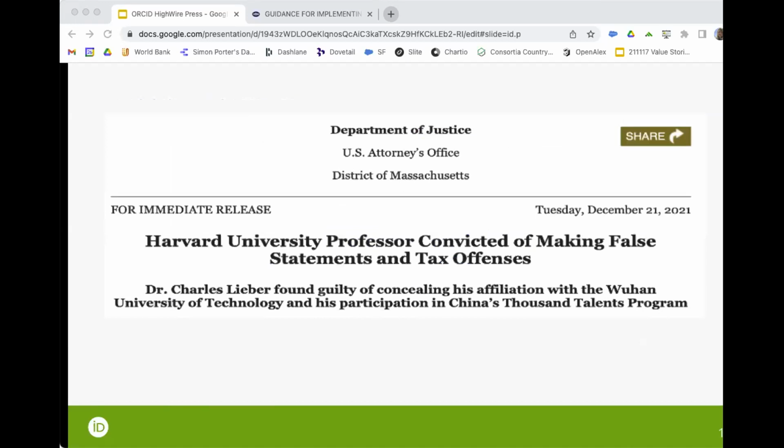One of the more famous examples is Professor Lieber of Harvard's chemistry department, who was arrested by the FBI for his relationship with the Chinese government, receiving financial support in exchange for exclusive access to research findings, not disclosing this relationship to the university or the funding agencies, which also supported his work, and then, of course, tax evasion.